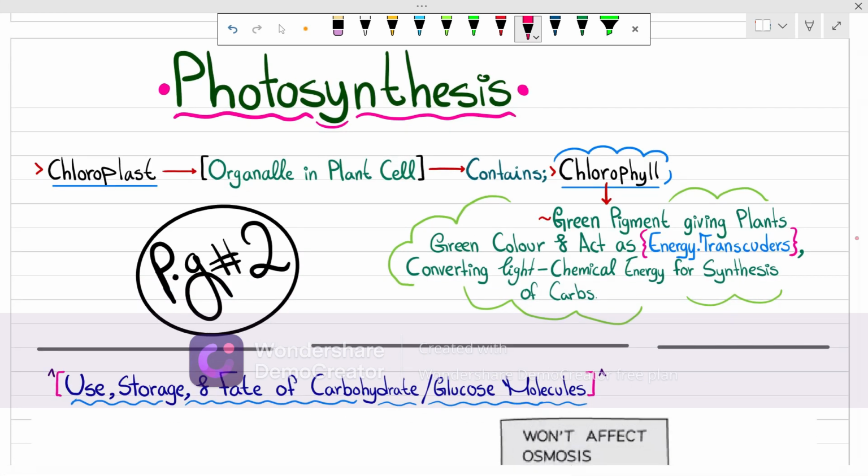Chloroplast. Chloroplast is an organelle in the plant cell. Chloroplast contains chlorophyll. Chlorophyll is a green pigment that gives plants their green color and acts as energy transducers to convert light into chemical energy for synthesis of carbohydrates. So chloroplast is an organelle in the plant cell. Chloroplast contains chlorophyll, the green pigment. It gives plants their green color, and it converts light energy captured from the sun into chemical energy for synthesis of carbs, to build up carbs from simpler molecules.